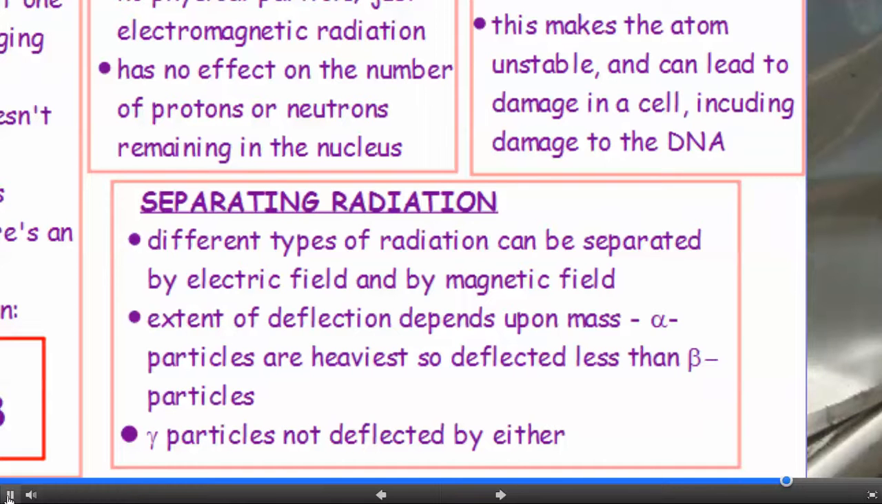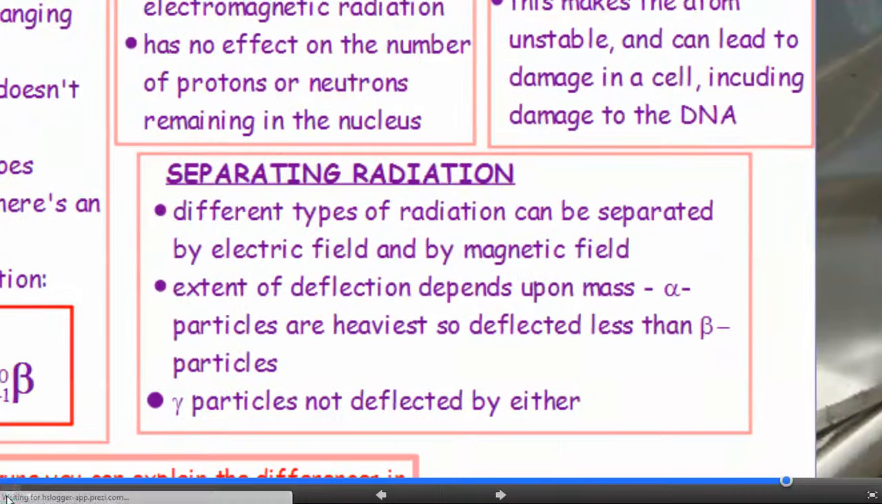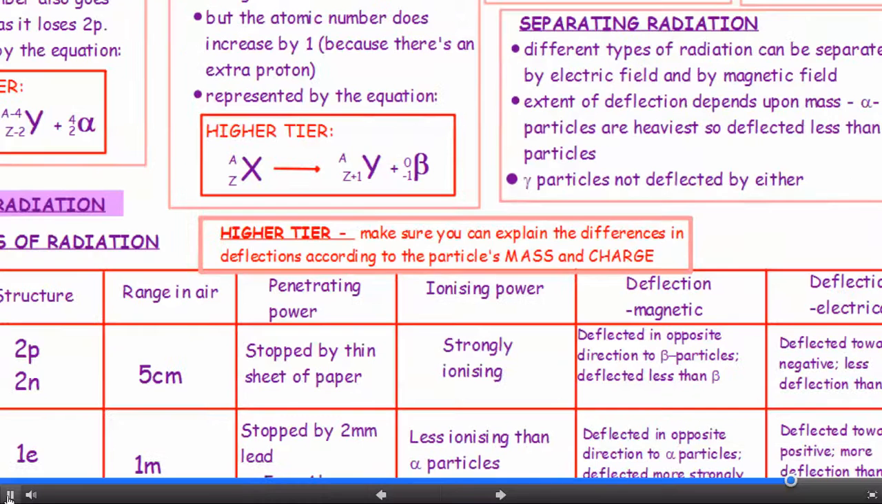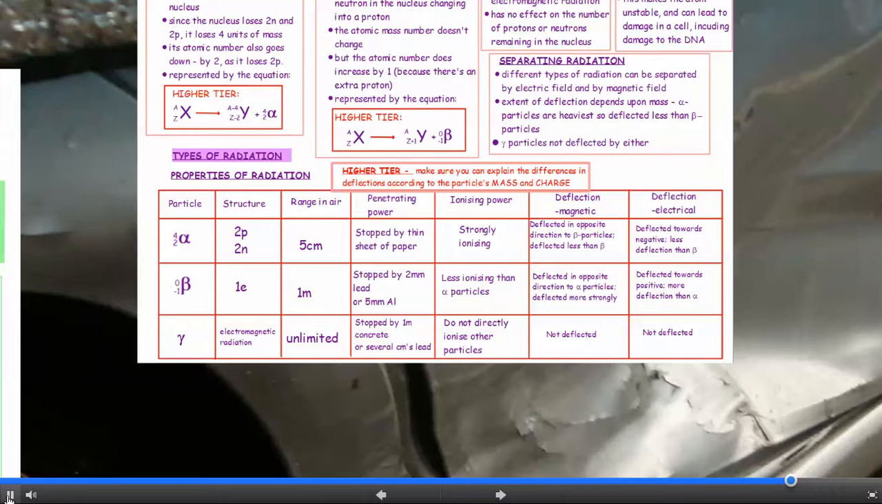Separating radiation. Now, different types of radiation can be separated by an electric field and by a magnetic field. The extent of deflection, which means bending away from its path, depends upon the mass. Now, alpha particles are the heaviest, so they're deflected less than beta particles. Gamma particles are not deflected by either. Now, if you're doing higher tier, then you need to be able to explain the differences in deflections according to the particle's mass and charge. So this table here summarises what you need to learn about each type of particle.